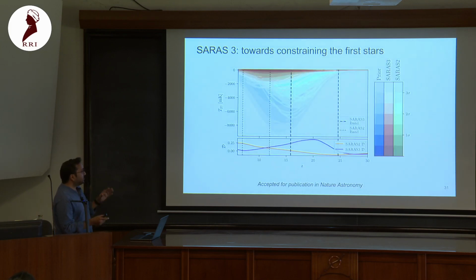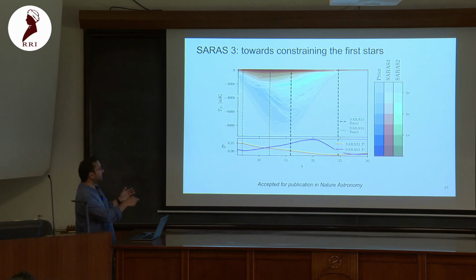So just comparing the SARAS-2 and SARAS-3 results, again the prior range is the same, and SARAS-2 ruled out a subset of it, which is in green, and SARAS-3, which observes at even higher redshift, ruled out even more parameter space. And this work recently got accepted and should be out very soon.